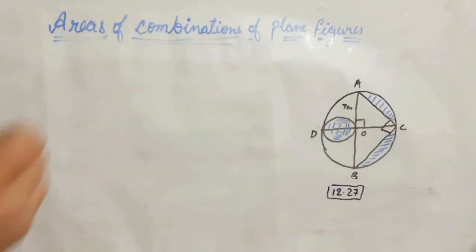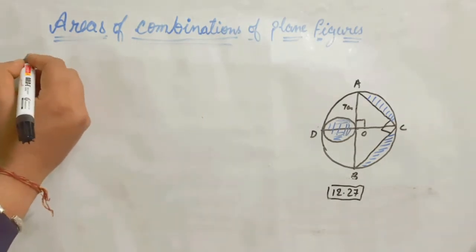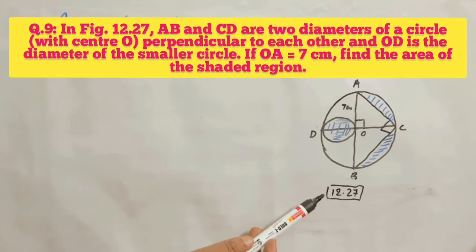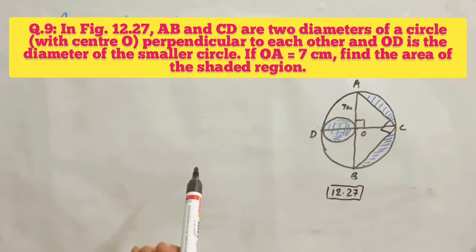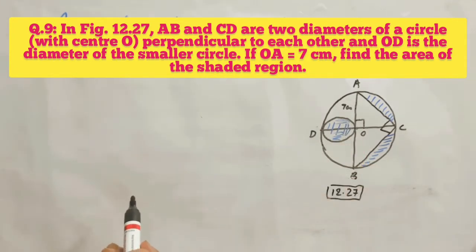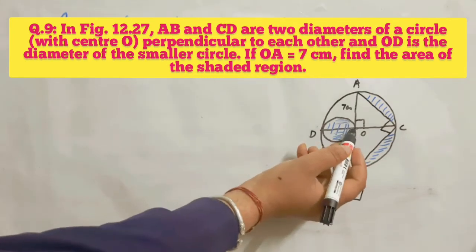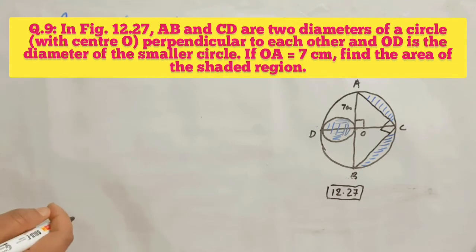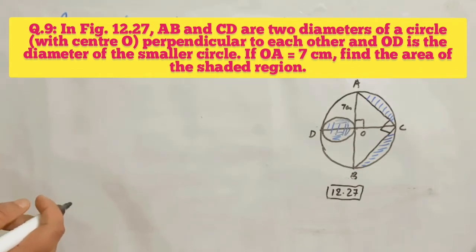Namaste everyone. In area of combination of plane figures, let us see question number 9 of the exercise. And the question is, in figure 12.27, AB and CD are diameters of a circle which are perpendicular to each other. Then, OD is the diameter of smaller circle. Here OD is the radius of larger circle and same OD is the diameter of smaller circle. Then if OA is 7 centimeter, find the area of shaded region.